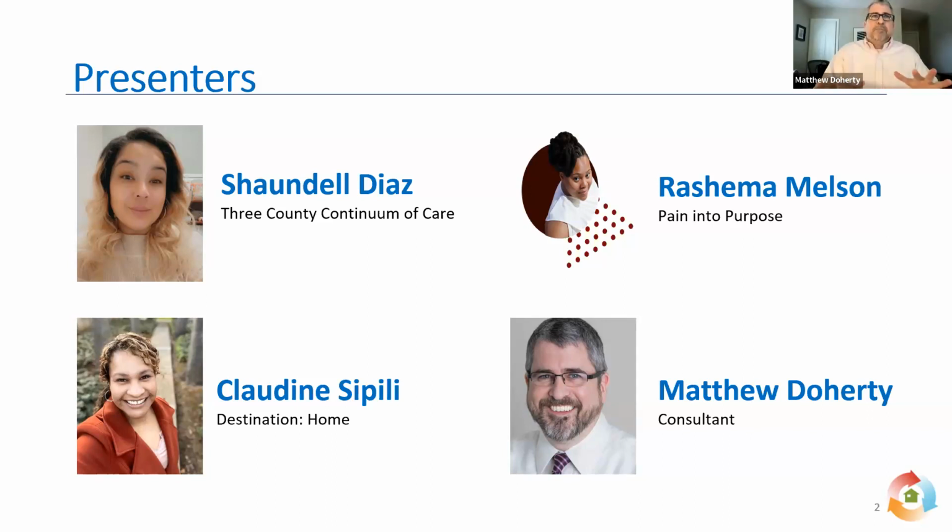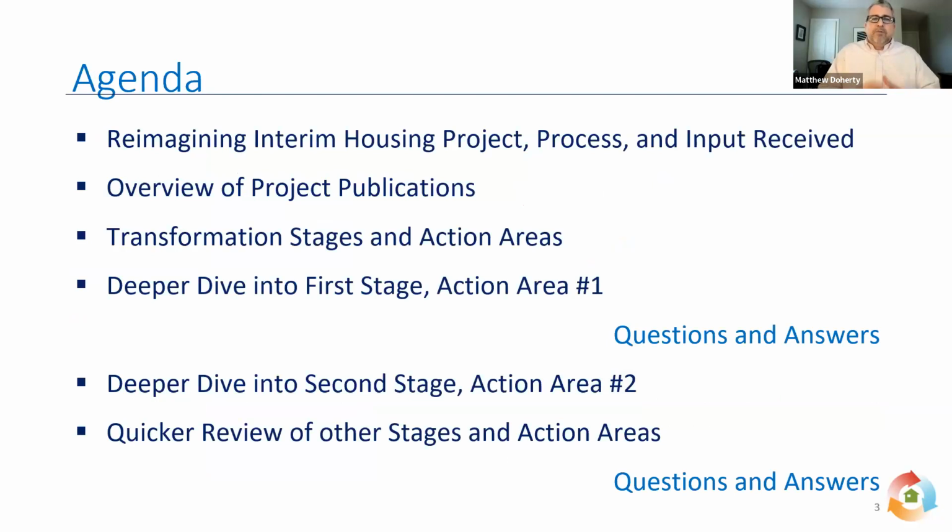Great, and we've tried to divvy up the content today, so I hope you're going to hear everybody's voices pretty regularly throughout today's webinar. Next slide, please. This is what we're going to try to cover today. We're going to give you a quick overview of the project and process, and we will dive into the input that we received from people with lived expertise to help inform the project. Then a quick overview of the project publications that are available for your use. And then we're going to try to spend a good amount of time really talking through the transformation stages that we've identified and are suggesting, and the action areas to help you organize different kinds of work to pursue this kind of transformation.